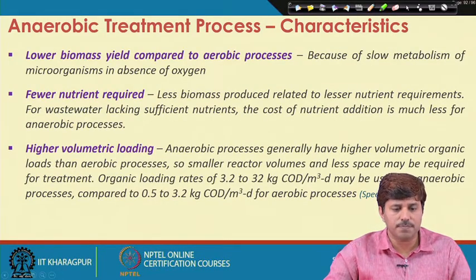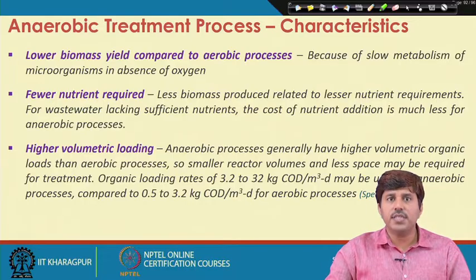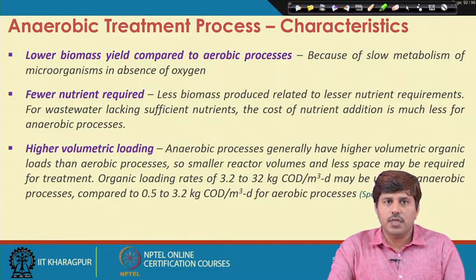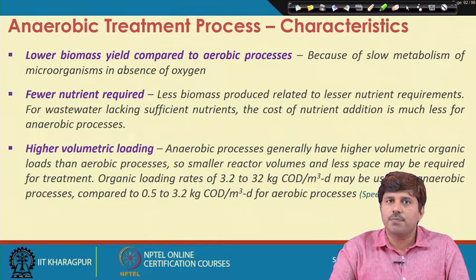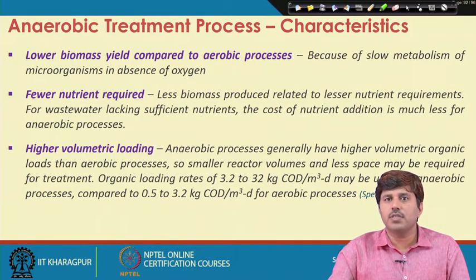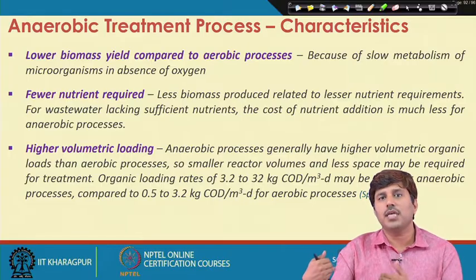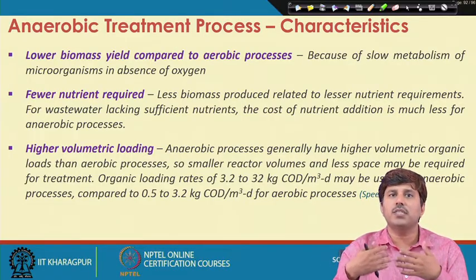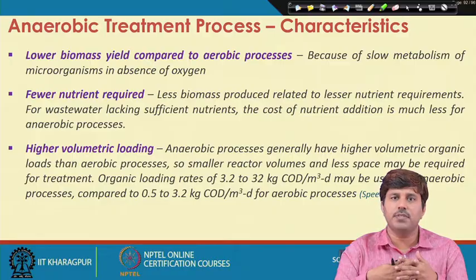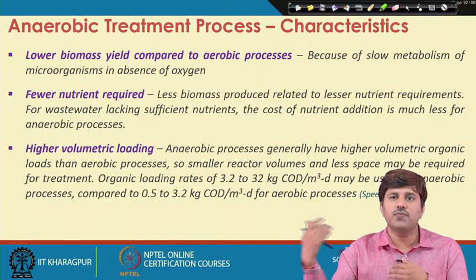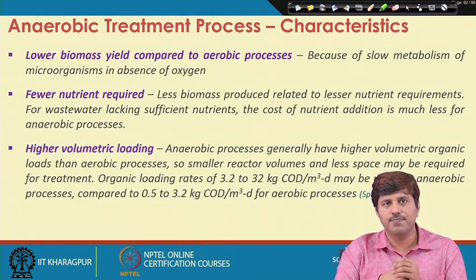Now, if we see the characteristics of these processes, the biomass yield is lower as compared to the aerobic processes, because of slow metabolism of microorganisms. In the absence of oxygen, the metabolic rate of the microorganisms is slow, and as a result the conversion of the substrate to cell mass is very low, and that results in a lower biomass yield, roughly of the order of 5% as opposed to the aerobic process, which is 40 to 50% or even higher at times.